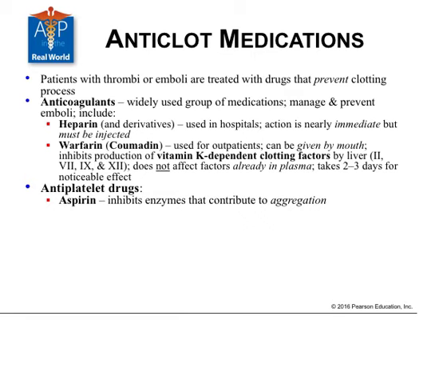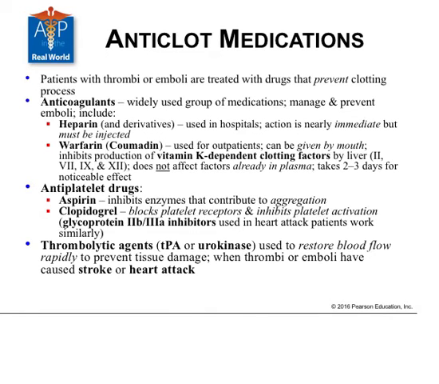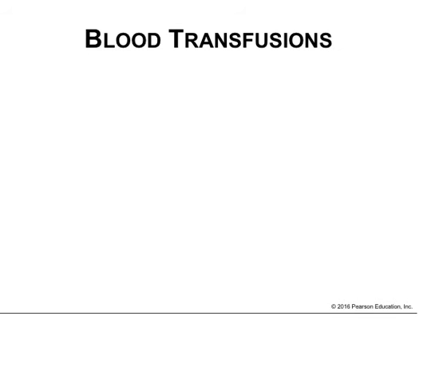Antiplatelet drugs include aspirin, that inhibits enzymes that contribute to aggregation, and clopidogrel, which blocks platelet receptors and inhibits platelet activation. Glycoprotein 2B and 3A inhibitors are used in heart attack patients in a similar fashion. Thrombolytic agents such as TPA or urokinase restore blood flow rapidly to prevent tissue damage when the thrombi or emboli have caused a stroke or a heart attack.